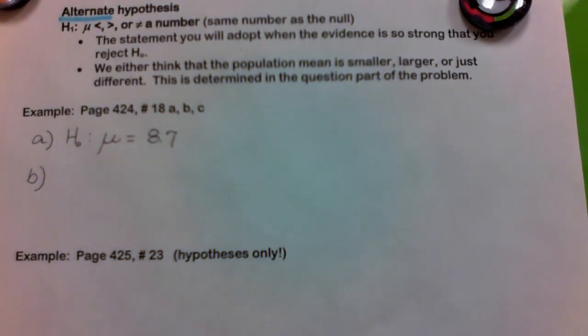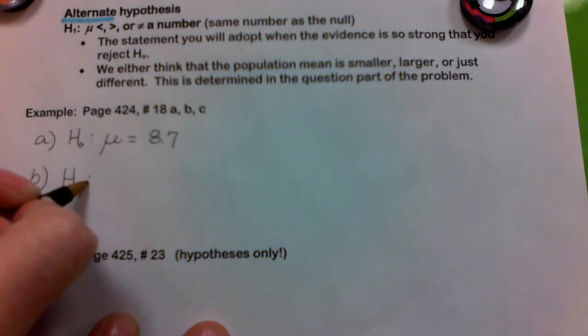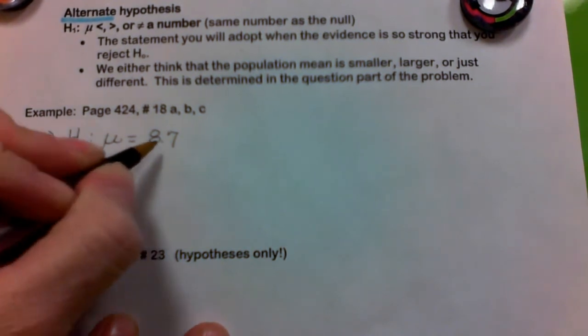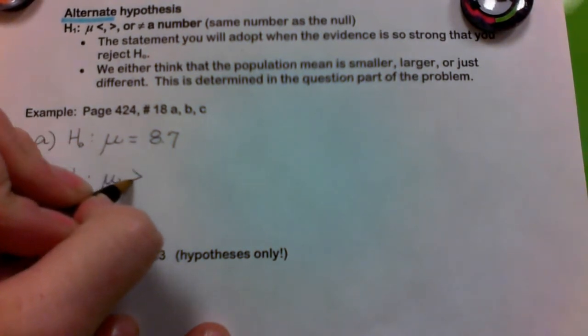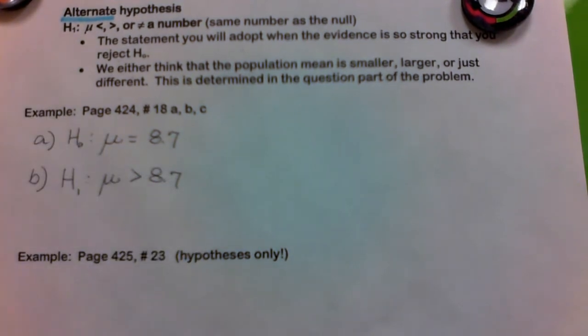The town of Leadville, Colorado has an elevation over 10,000 feet. Suppose you wanted to test the claim that the average time to accelerate is longer in Leadville. What would you use as the alternate? Well, if we think it's longer, then we're saying that the average time would be greater than 8.7.